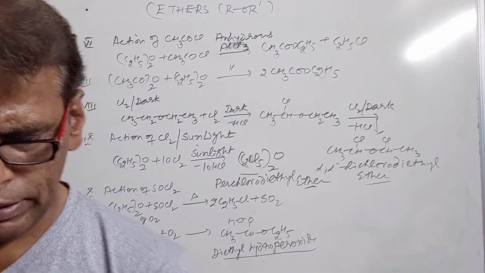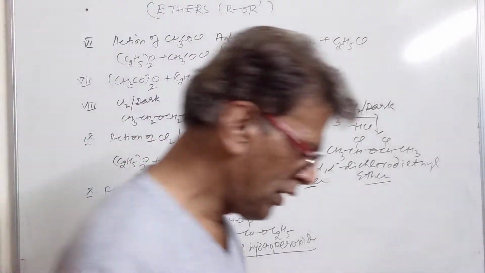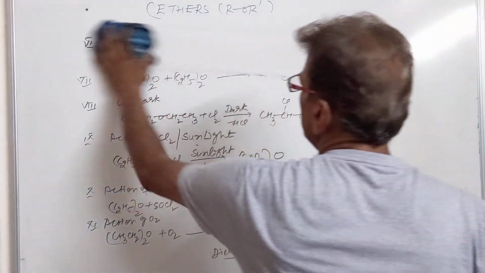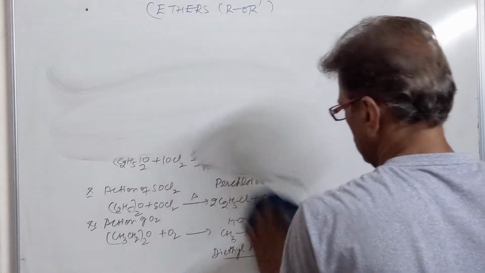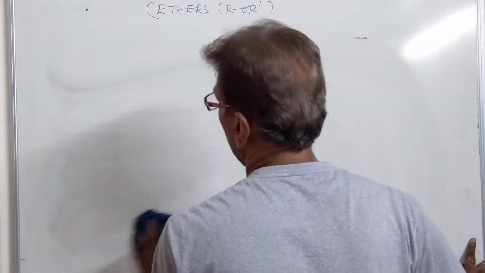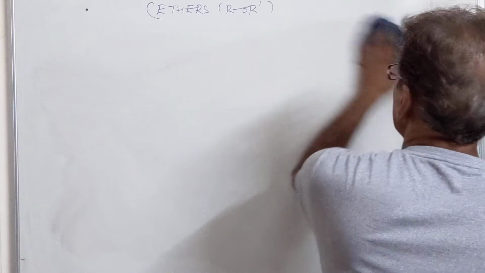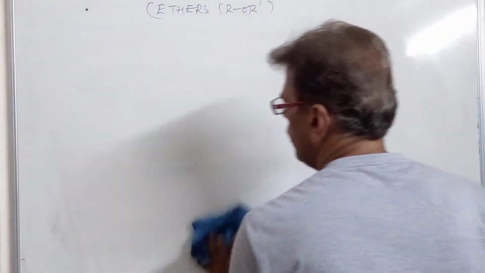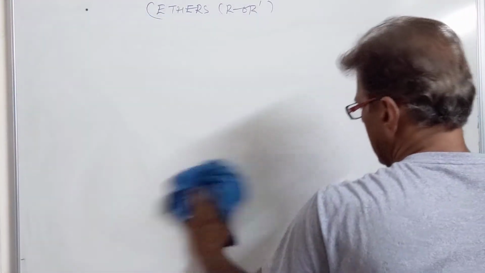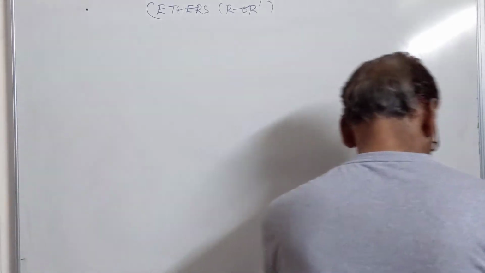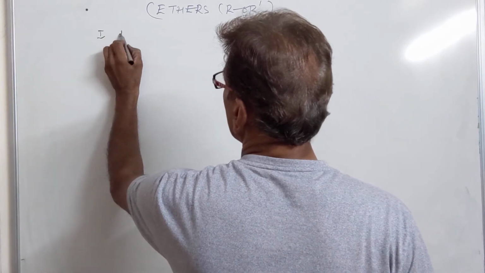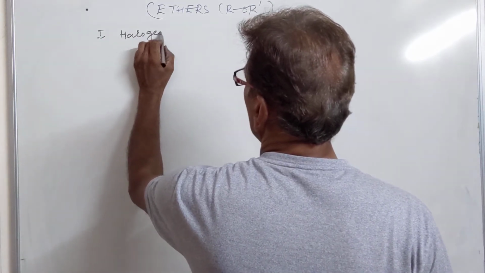Then we have the next reactions of the benzene ring in the ether, as we have already studied: halogenation, nitration, sulfonation, and Friedel-Crafts reactions. These are the four reactions which are studied when we take a benzene ring. So first of all, we'll take halogenation of ethers, then nitration, then sulfonation, and Friedel-Crafts will not take place in this case. So we have the first reaction, halogenation of ethers.